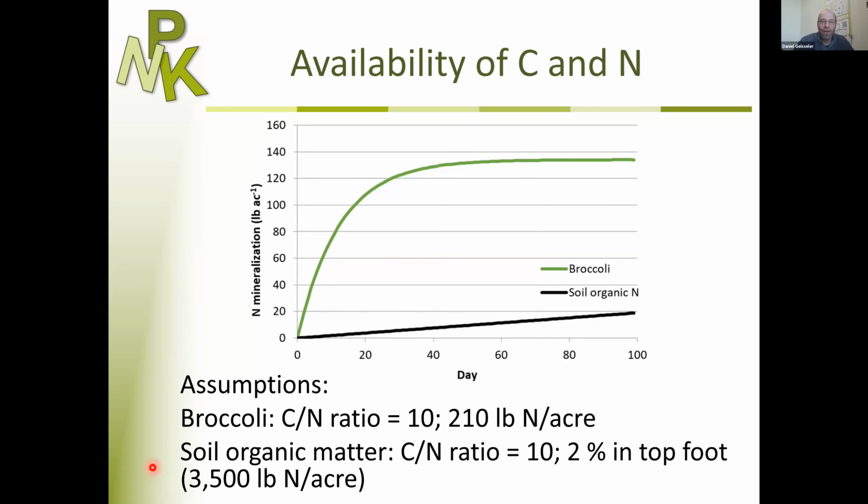On the other hand, when we look at soil organic matter, which has a similar C/N ratio, very often soil organic matter has a C/N ratio of 10. If you think about a soil with 2% in the top foot, it may have 3,500 pounds of nitrogen per acre, or up to 2 tons. So there's much more nitrogen in the soil organic matter than what we added with the broccoli. But this curve shows the nitrogen mineralized from the soil organic matter. So even though we have much more, soil organic matter decomposes very slowly compared to broccoli or other plant residues.